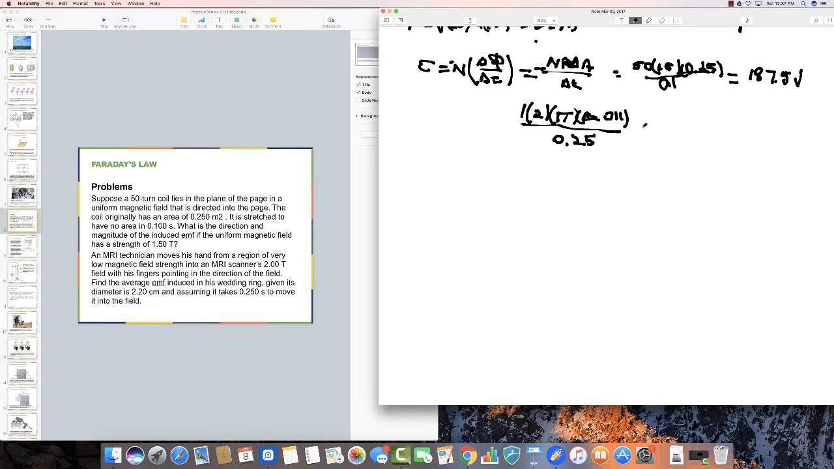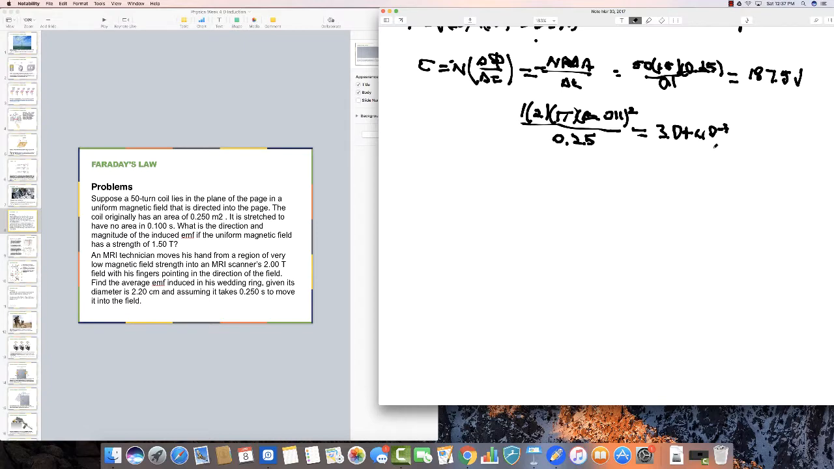So this is 1 times 2 times pi times 0.011 squared over 0.25. And that's 3.04 times 10 to the minus 3 volts, or 3.04 millivolts.